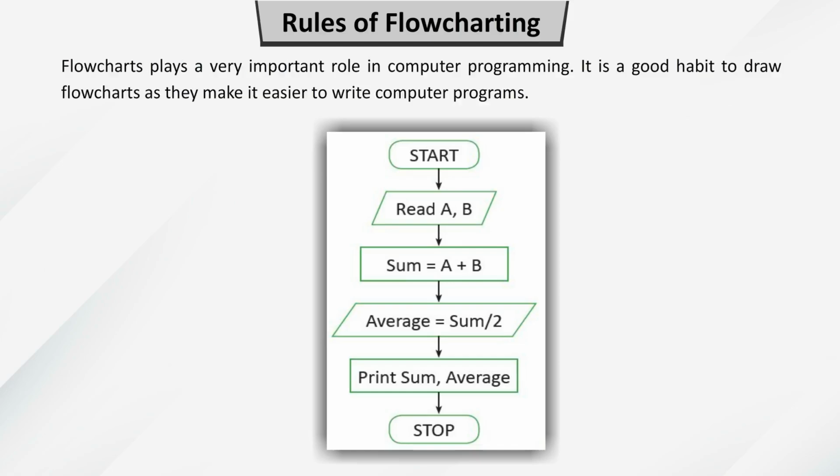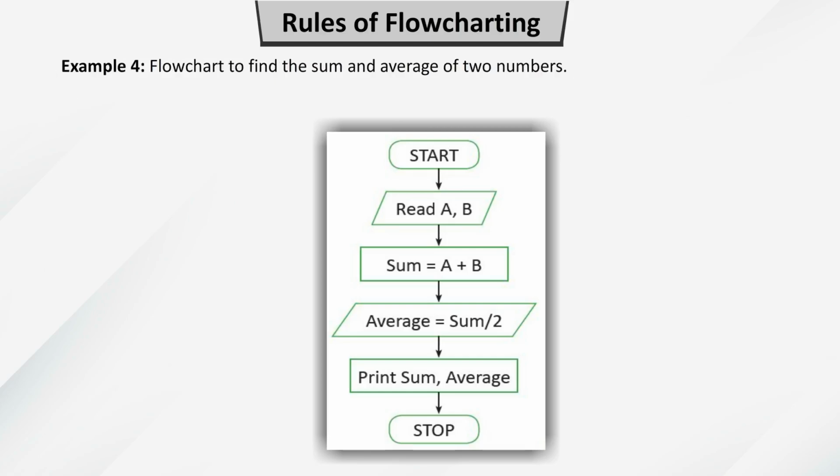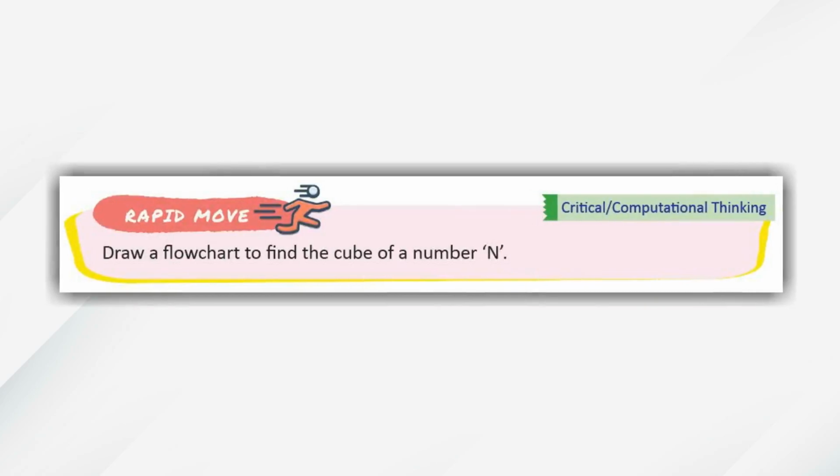Flowcharts play a very important role in computer programming. It is a good habit to draw flowcharts as they make it easier to write computer programs. A complex problem can be divided into smaller, simpler parts and then reassembled to find the solution. Example 4. Flowchart to find the sum and average of two numbers. Rapid move. Draw a flowchart to find the cube of a number n.